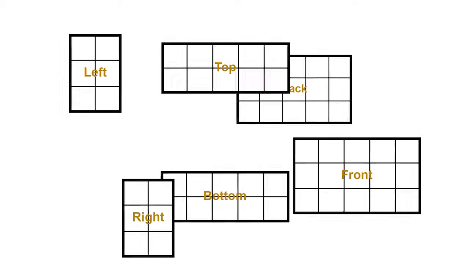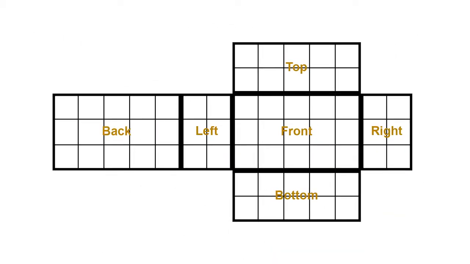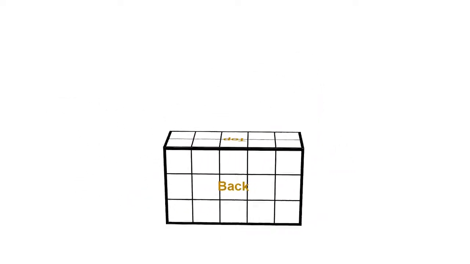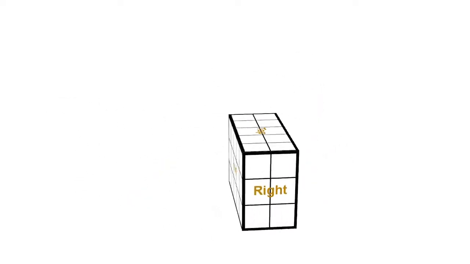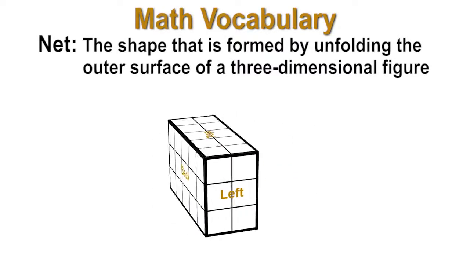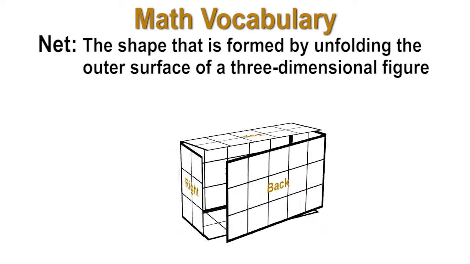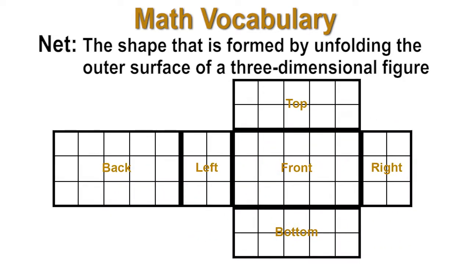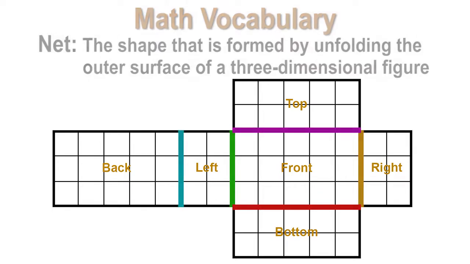We can arrange the faces in a two-dimensional presentation that, if folded along the edges, would represent the outer surface of the prism. This is called a net. A net is a shape that is formed by unfolding the outer surface of a three-dimensional figure. Notice that the edges that are placed together are the same length.